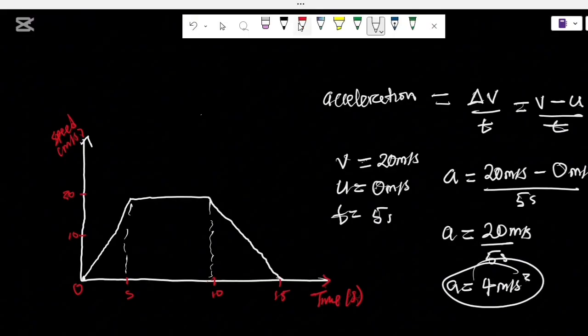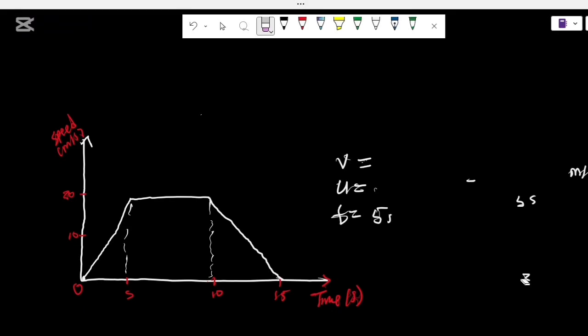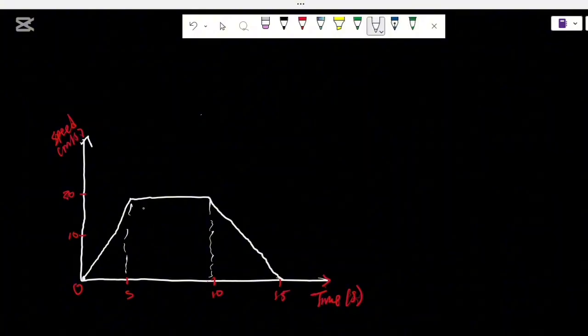Now, this kind of an acceleration, you'll notice that we have a positive value. This is called positive acceleration because this is when the velocity is only increasing. It is not decreasing. So this slope here is actually called positive acceleration. Notice that this is increasing. So this is called positive acceleration.